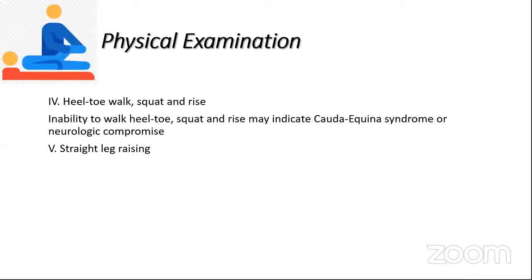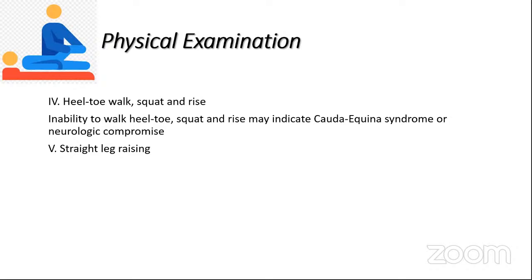Okay, after examining the range of motion and after doing palpation, you have to see the gait pattern of the patient, and you will ask the patient to do heel to toe walk, squat, and rise. Okay, if he's unable to walk heel to toe, or he's unable to squat and rise, it may indicate cauda equina syndrome or neurological compromise. After doing this, the most important thing is the special test, that is straight leg raise. Okay, in this we can differentiate whether the pain is neurological or not, whether it is radiating or not.